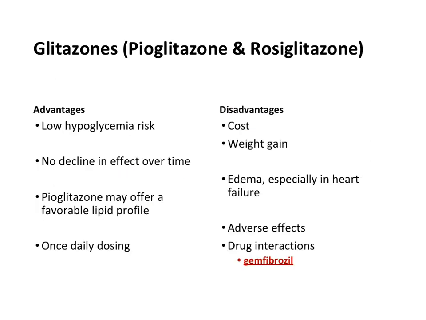The main reason you'd use a glitazone is that a patient is contraindicated from taking metformin. There doesn't seem to be a decline in their effect over time, and the pioglitazone in particular can be favorable to the lipid profile. They do offer once-a-day dosing, which is convenient for the patient. However, the disadvantages are that they can cost more. They definitely cost more than metformin in the generic form, and the rosiglitazone can cause some weight gain.